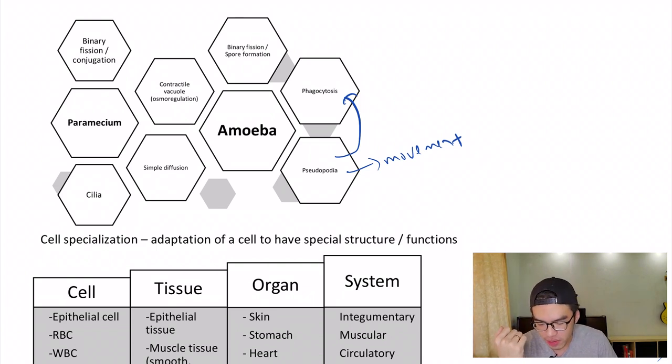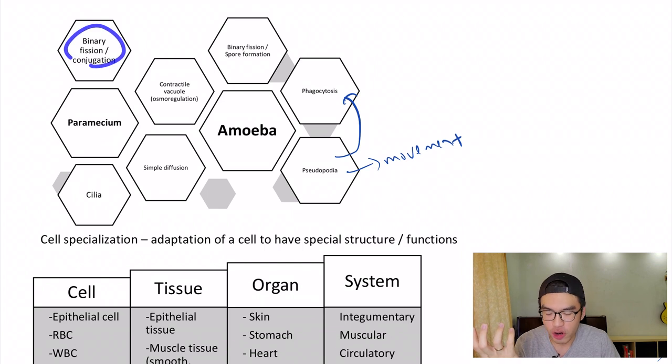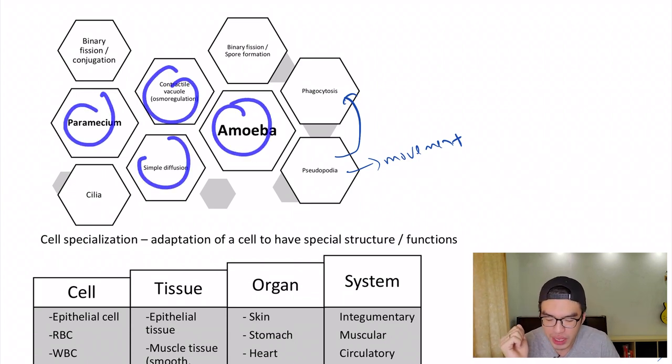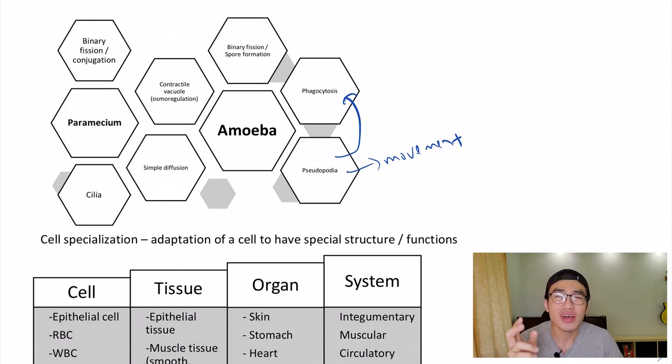And then moving on to paramecium. Paramecium, they will do binary fission or conjugation. Conjugation is the sexual reproduction of a microorganism. Cilia means they have hair. And paramecium and amoeba, they share these two, means they have contractile vacuole. What is contractile vacuole? Think of contractile vacuole like the kidney for both of them. Okay, they will do something called osmoregulation, which means to control water content inside them. Next, simple diffusion. All their processes, no matter gases or salt or food particles, simple diffusion is enough for them to survive because they are unicellular organisms. They don't need any specific organ for transport.